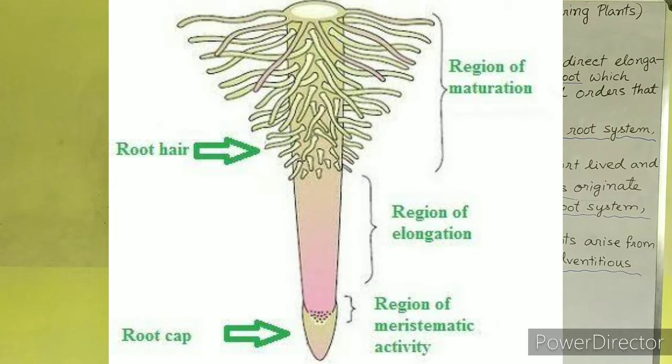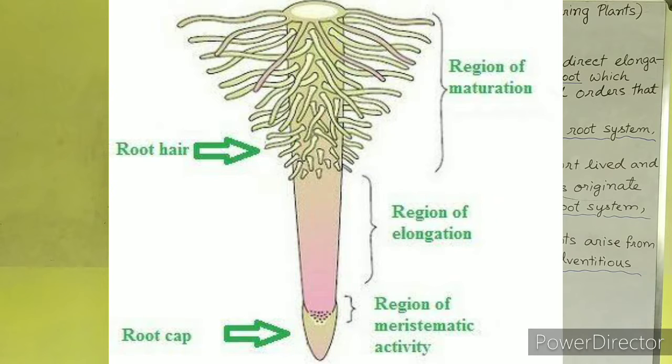A few millimeters above the root cap, you can see, is the region of meristematic activity. The cells of this region are very small, thin-walled and with dense protoplasm. They divide repeatedly. The cells proximal to this region undergo rapid elongation and enlargement and are responsible for the growth of the root in length. This region is called the region of elongation as labeled in the diagram.